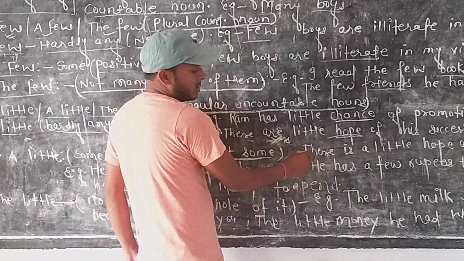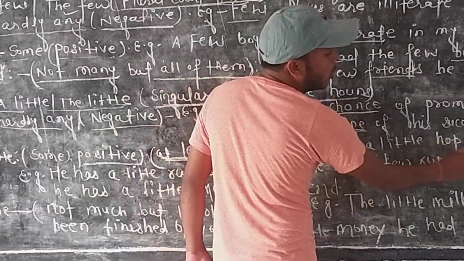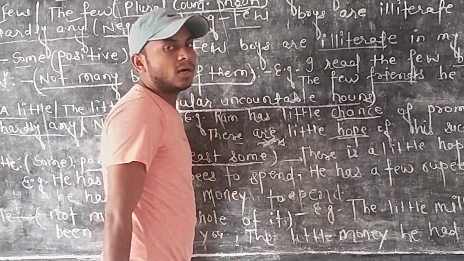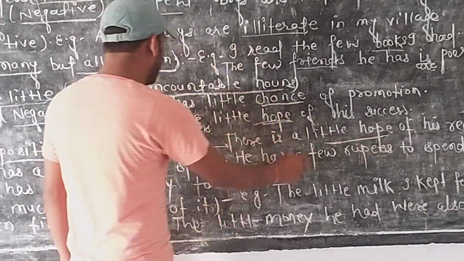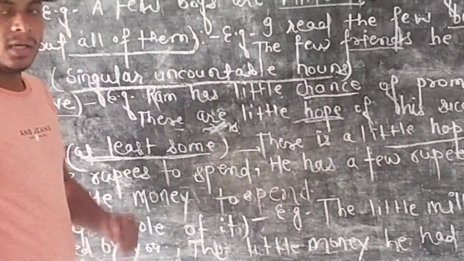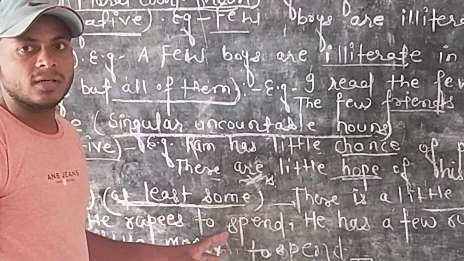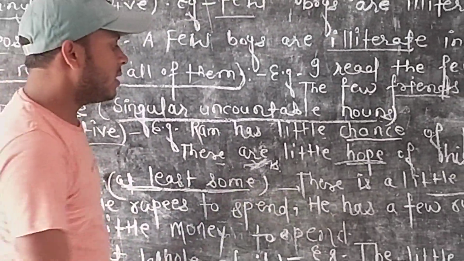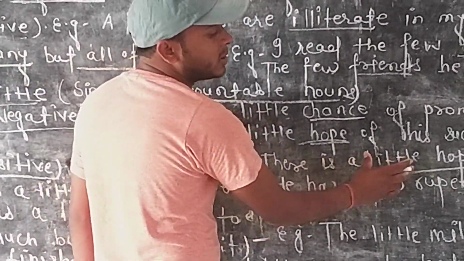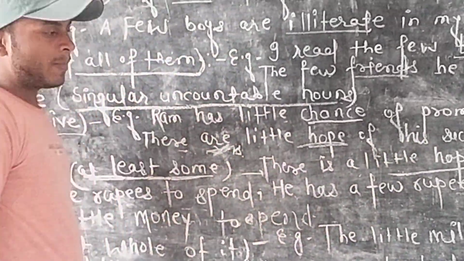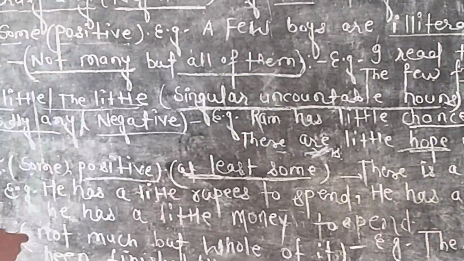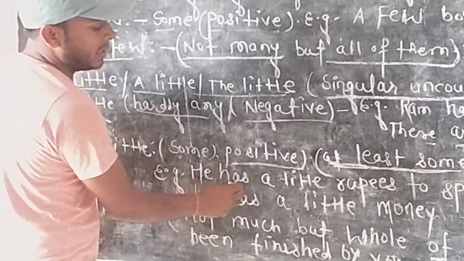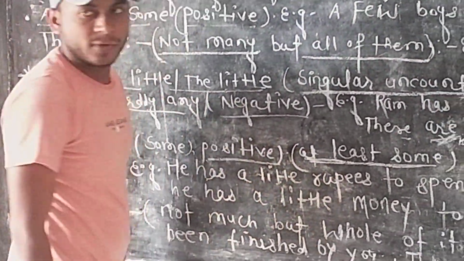Here you can see an example: there is a little hope of his recovery. It means a little hope. So we are just saying this sentence with a positive sense, that we are having a little hope of his recovery.